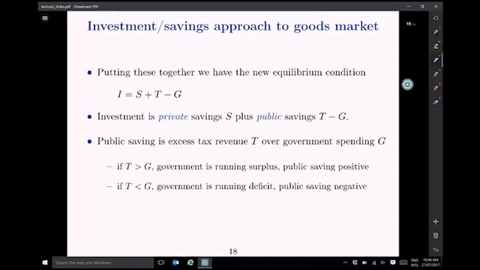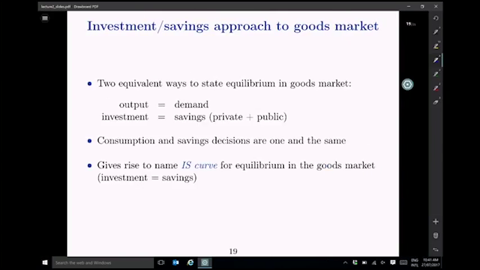Now, we find that the goods market equilibrium condition leads to the following condition: investment equals private saving S plus public saving. So investment equals saving. These are two equivalent ways to represent the goods market equilibrium condition. We show that Z equals Y leads to investment equals saving. So you can use either of them to find the other. One is equivalent to the other.